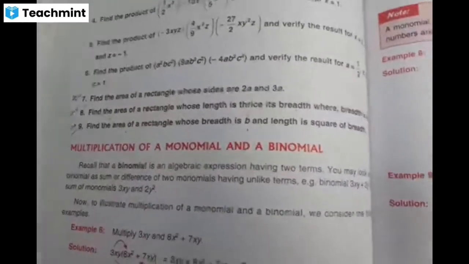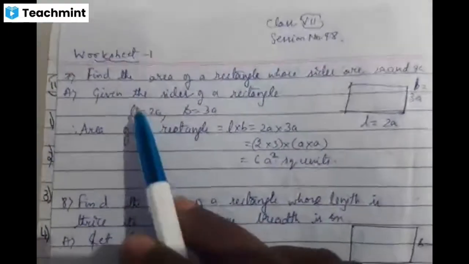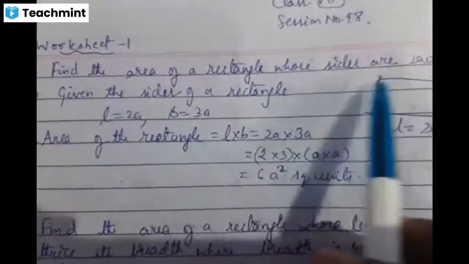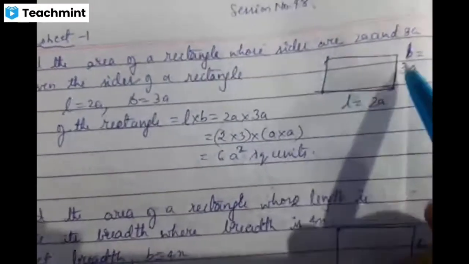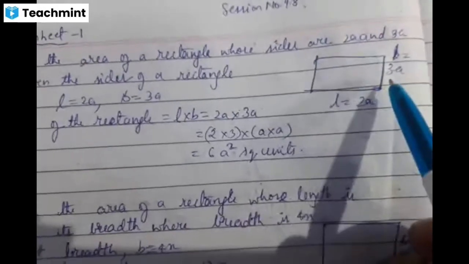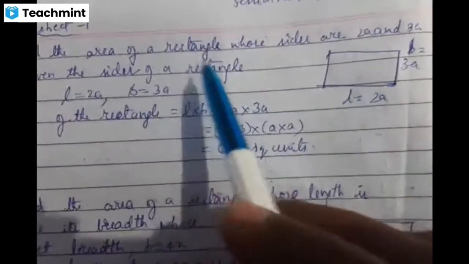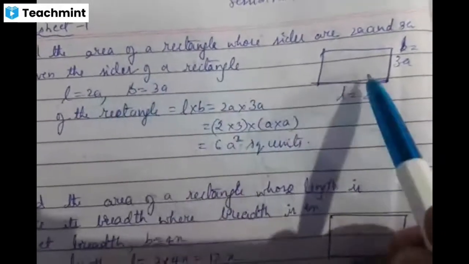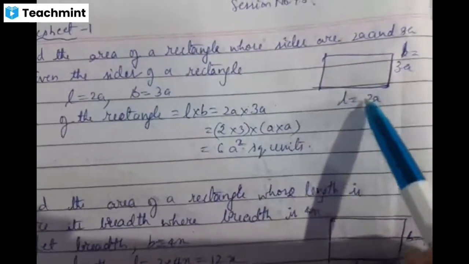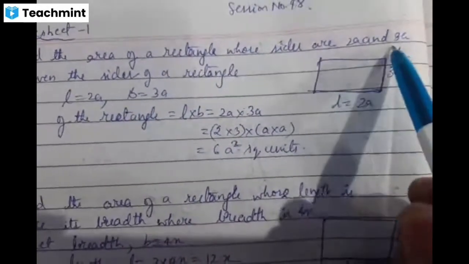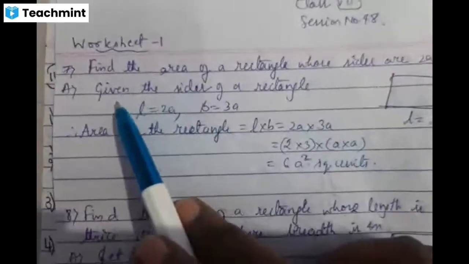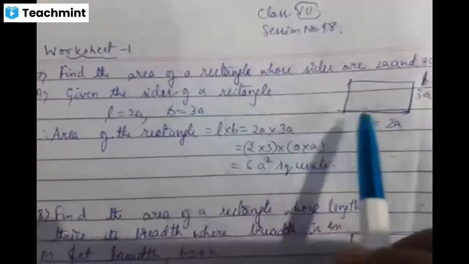Children, here is a question: find the area of a rectangle whose sides are 2a and 3a. We have to consider a rectangle whose dimensions are length and breadth. Here length, let us take it as 2a, and breadth, let us take it as 3a, and we have to find the area of this rectangle.